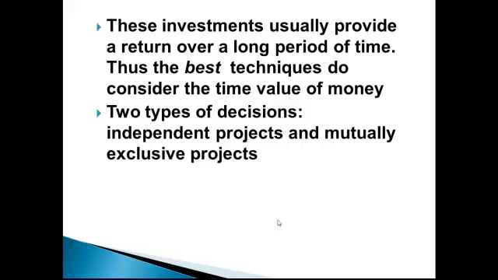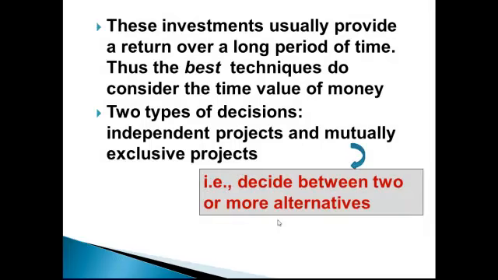We will have problems of 2 major types. Independent projects where you're deciding, should we invest in this equipment to begin a new product line or to increase production? And then also mutually exclusive projects where you'll be given 2 pieces of equipment that you could invest in and you have to choose one. So there you will be deciding between 2 or more alternatives, and this is where we'll learn to use these techniques for ranking the various projects.